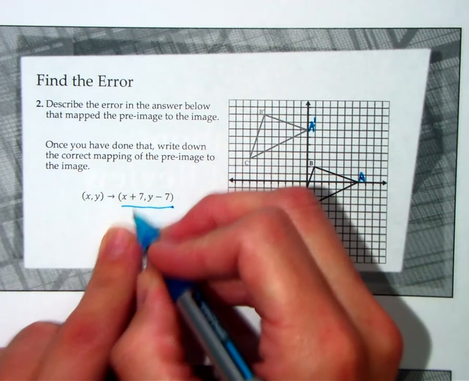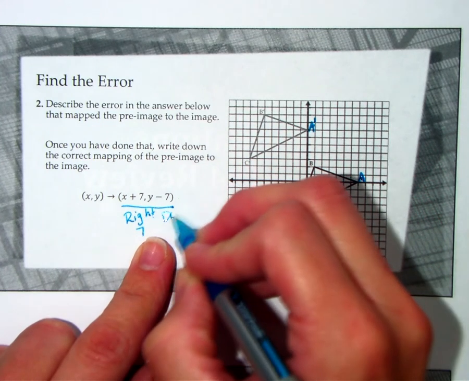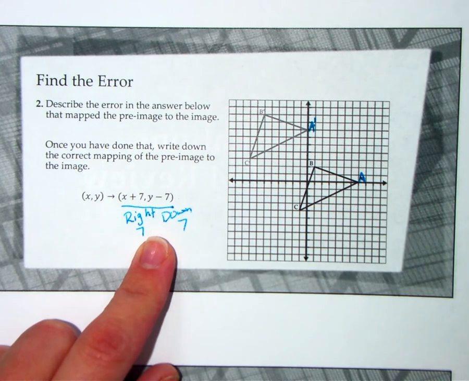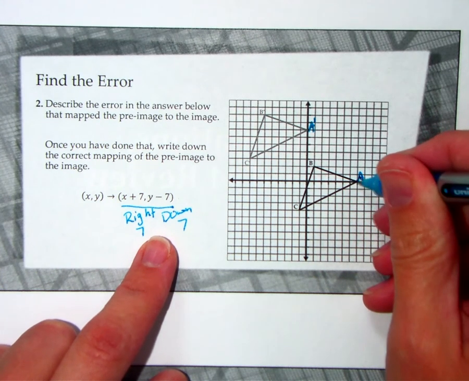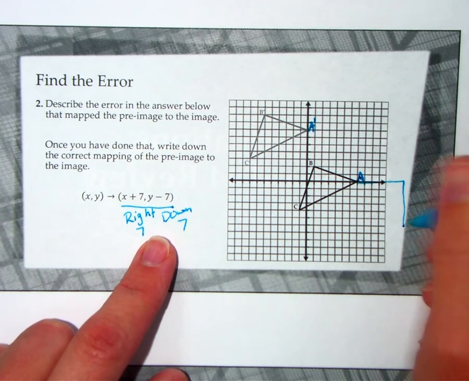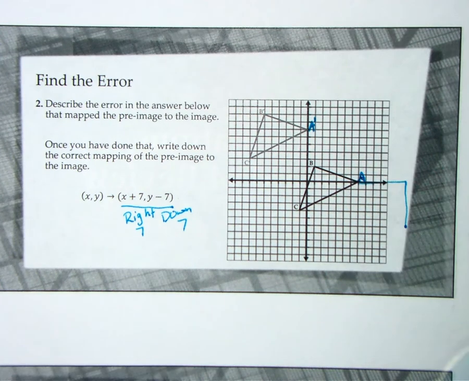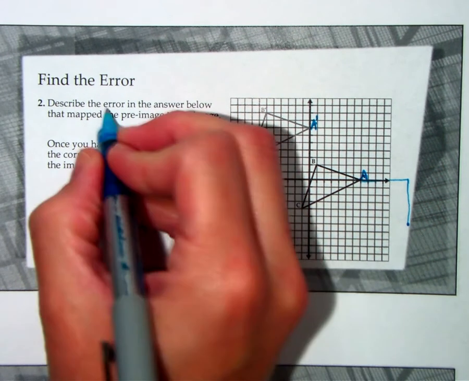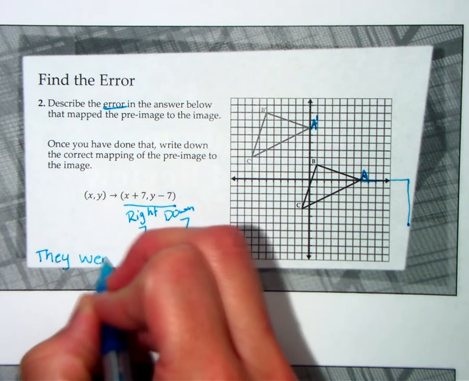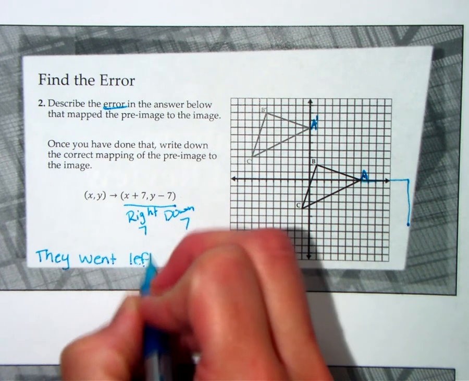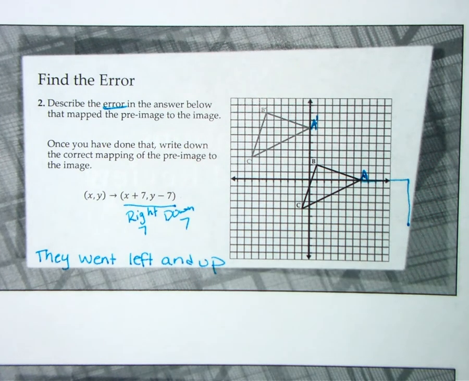We were supposed to go, this means right 7, and then this means down 7. So we were supposed to go right 7, down 7. If you count from A, did they go right 7, down 7? No. They actually went left 7 and up 7. So it says, describe the error? They went left and up instead of right and down.